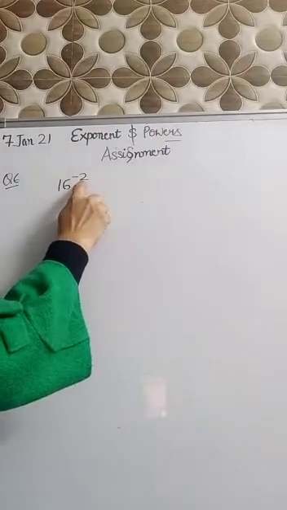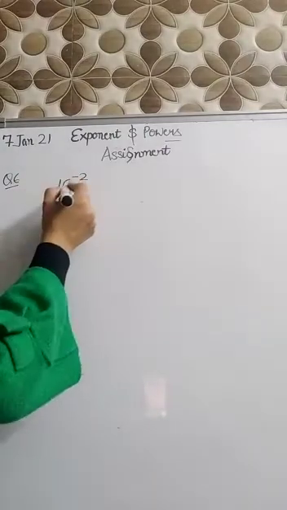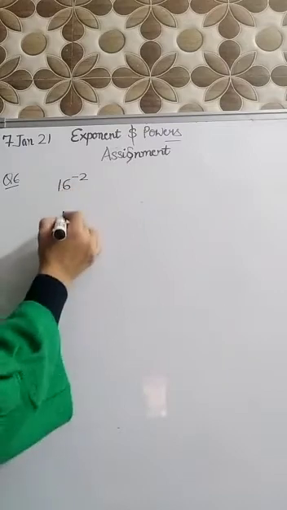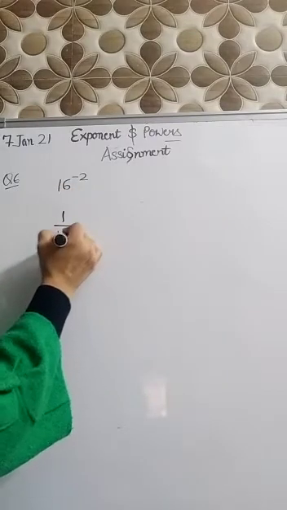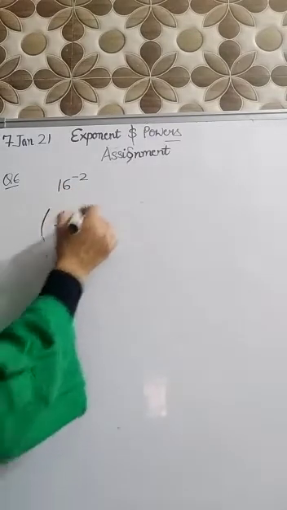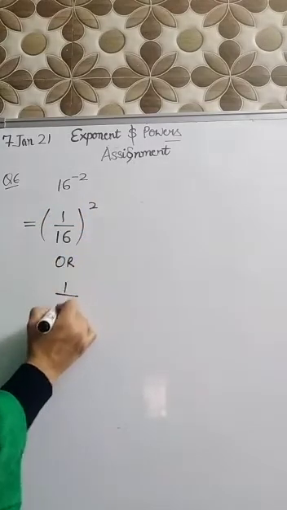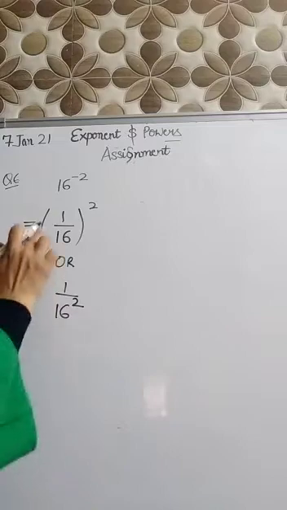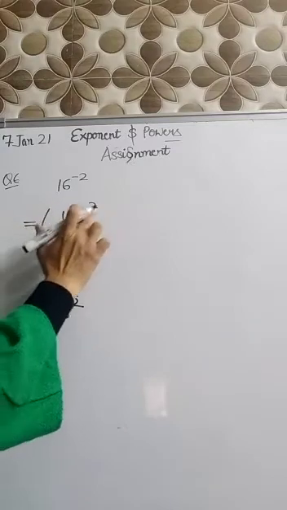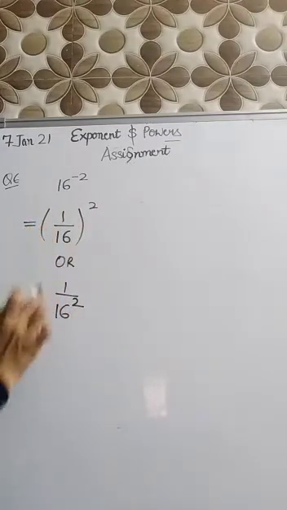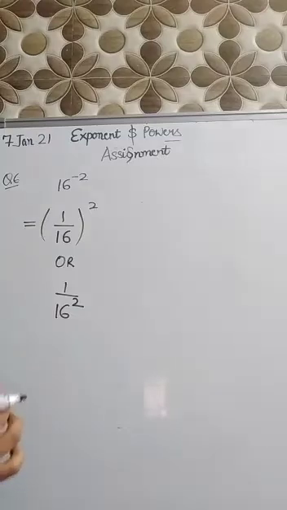Now, as you can see that power is negative, so let's convert it into positive. For this, you will make the reciprocal of 16, that is 1 by 16 whole raised to power 2. Or you can write this term as 1 by 16 square. Both are same because 1 square will give you 1. So you can write in any of these ways.